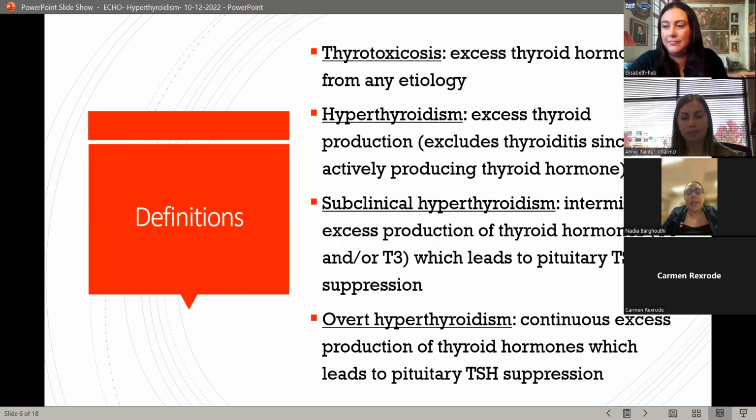Subclinical hyperthyroidism means that the thyroid is intermittently making extra T4 or T3. So when you draw the labs, the T4 and T3 will be normal, but the TSH, the pituitary is sensing that at times the body has too much thyroid hormone, so it suppresses the TSH. Whereas overt hyperthyroidism is where the thyroid is constantly making excess thyroid hormone. And so you'll see the TSH be low and the T4 and T3 be high.